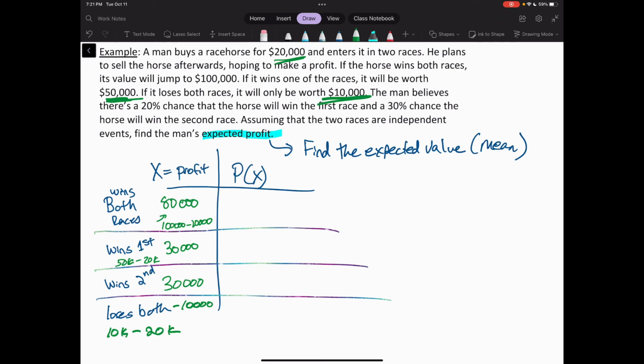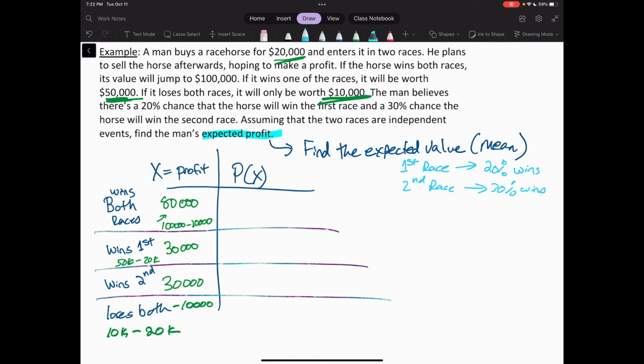Okay, next let's talk about how we calculate the probabilities. Well, in order for him to get an $80,000 profit, he has to win both races. Remember, they tell us at the first race, there's a 20% chance that he wins. And for the second race, there's a 30% chance that the horse wins.